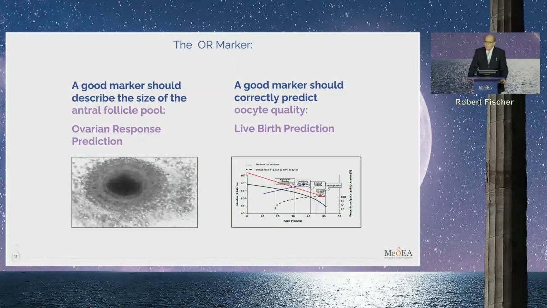Now, in order to classify our patients, we need markers. And first of all, we need good markers of ovarian reserve. And a good marker, according to our belief, should be a good predictor of the ovarian response to our stimulation. But a good marker should also tell us something about the quality of the oocytes that we are having and predict live birth.